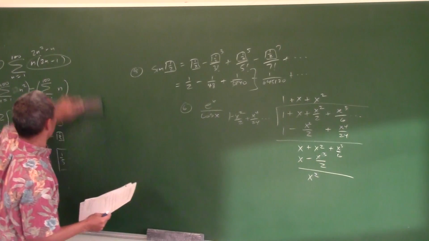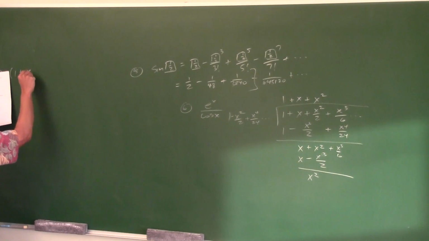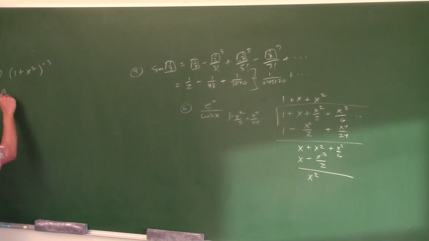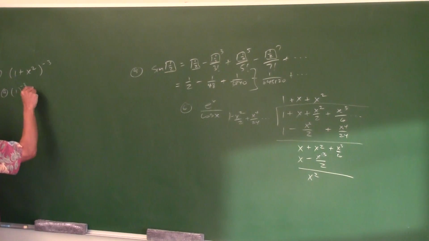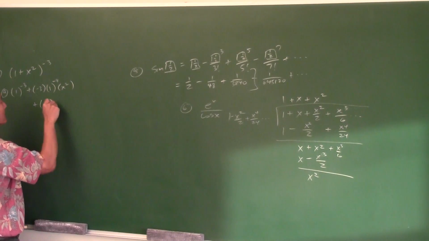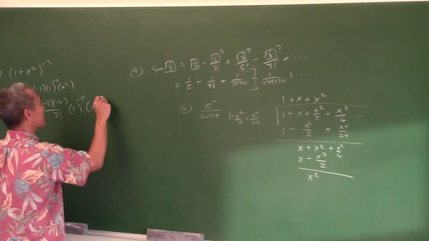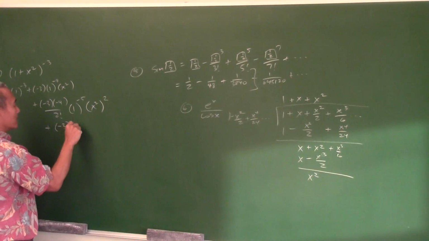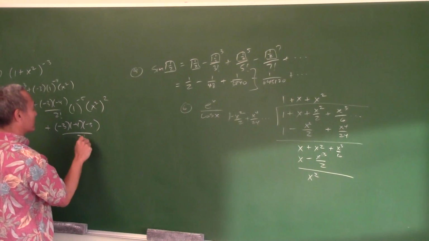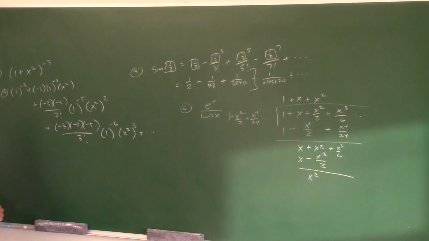Okay, now number 7. We're at the end of this one. Hallelujah. 1 plus x squared to the negative 3. Write the first 4 terms. Now you can do long division, but again, for the test, let's practice our binomial theorem. So (a plus b) to the n is a to the n plus n a to the n minus 1 b, where the power of a goes down by 1 and the power of b goes up by 1, plus n times n minus 1 over 2 factorial, the power of a goes down by 1, the power of b goes up by 1. Let's just do one more: n times n minus 1 times n minus 2 over 3 factorial, the power of a goes down by 1, the power of b goes up by 1. That's the binomial theorem.